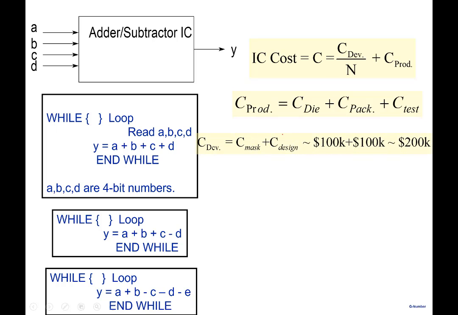The development cost is made up of two major factors here. One is what we call the mask cost. But before the mask cost, there is a design cost. There's a design cost and then there is a mask cost. I'll explain what the mask cost is in a minute. So the design cost is easier to understand.